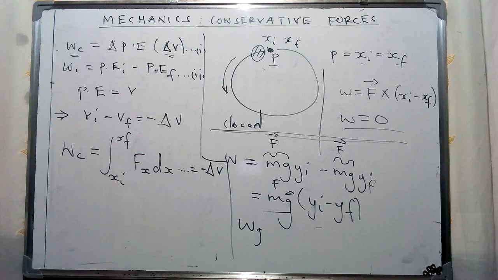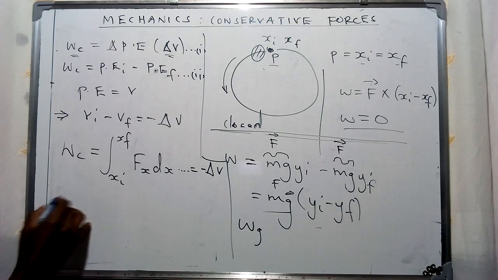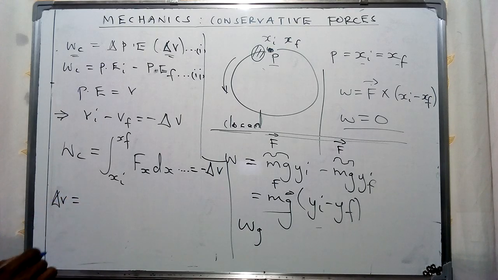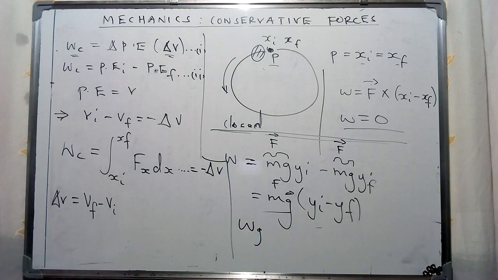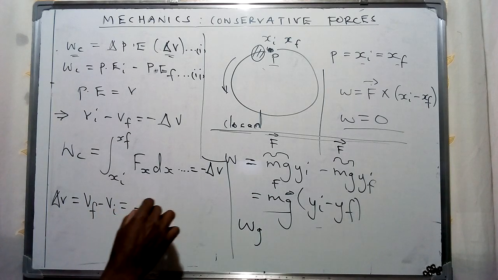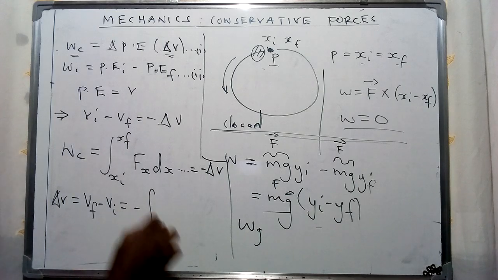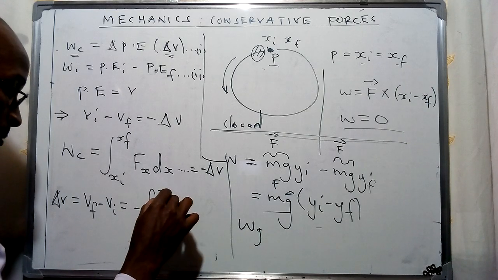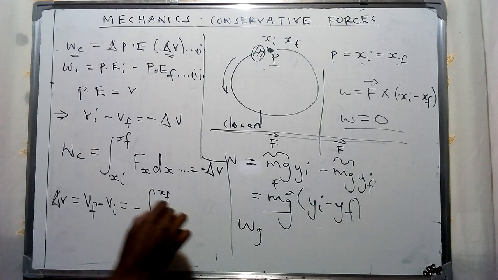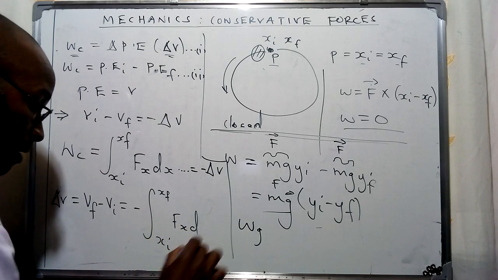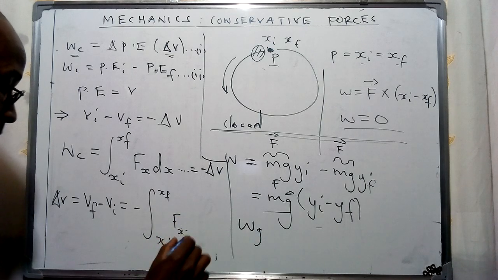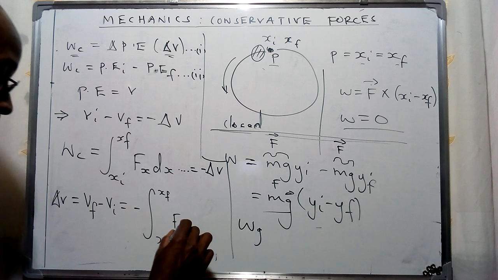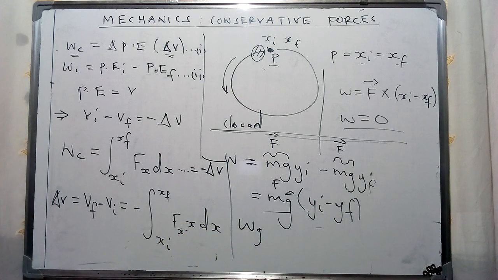Therefore, we are going to give this specific format of the work done, which is equivalent to delta V, the change in potential energy from V initial to V final. This is the negative of the integral from x initial to x final of the force in the x direction. We give this force in terms of Fx, representing that specific force in the x direction.